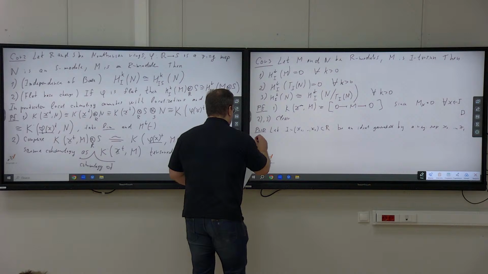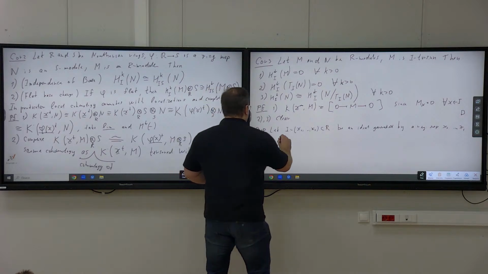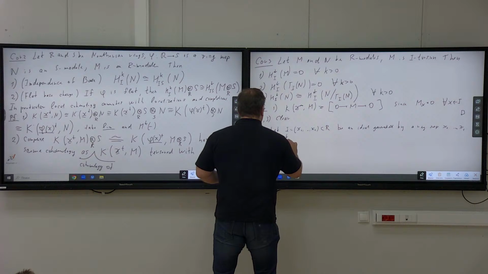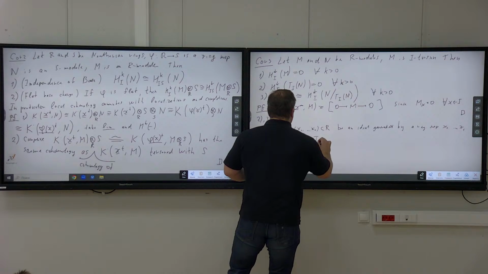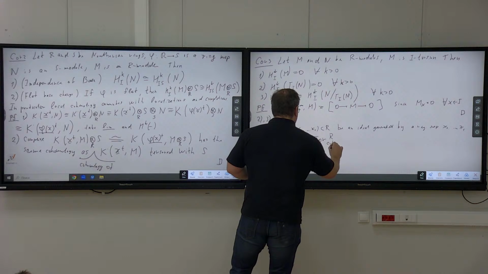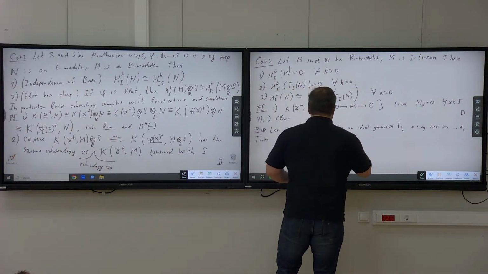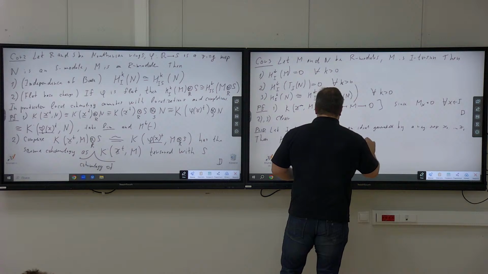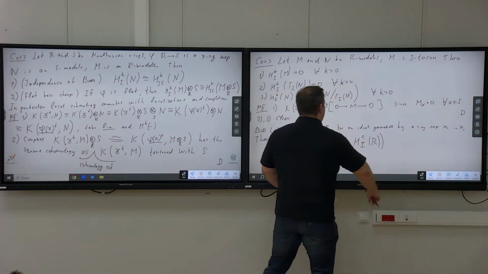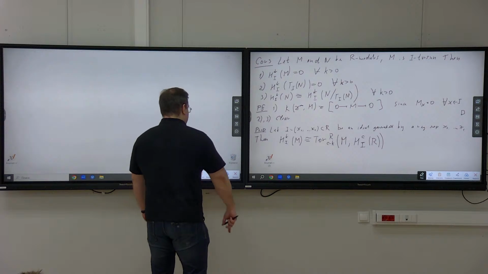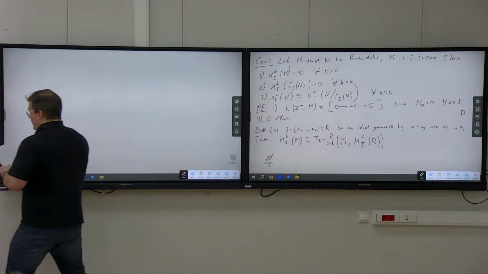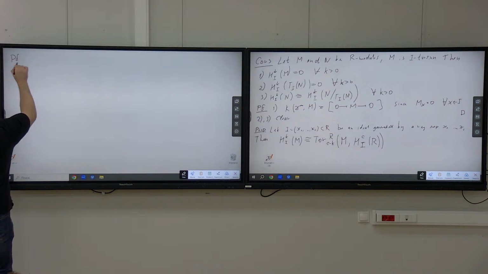So then I have a formula for the local cohomology. H^k_I of M can be identified with Tor over the ring R with the index c minus k. The first coefficient of Tor is M, and the second coefficient of Tor is the top local cohomology of the ring R. Okay. Proof is again quite simple.